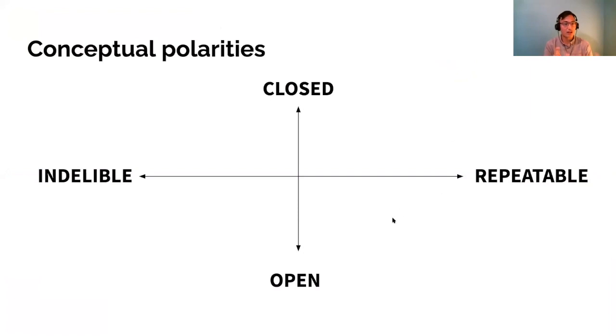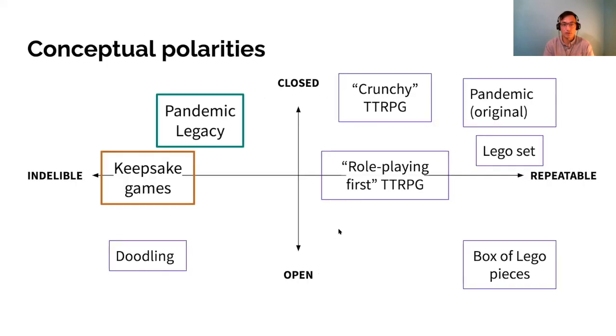And the other pole is indelible and repeatable. Indelible being, you know, it's marked or it's formed or it takes a shape that cannot be reformed or readdressed. And repeatable, of course, a box of Lego is a great example. You can always take it apart and just replay it. Most board games sit in that repeatable space. So we've filled it out with a few games that we find exhibit these qualities. Keepsake games and Pandemic Legacy are interesting because they're on this indelible side, right?